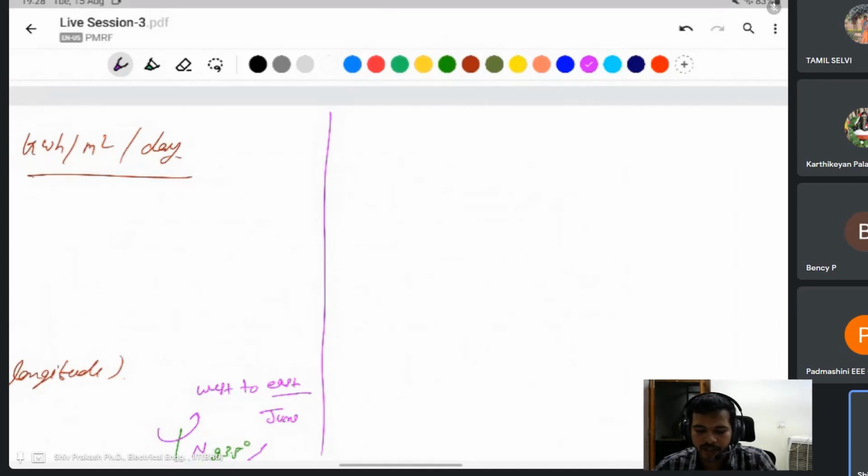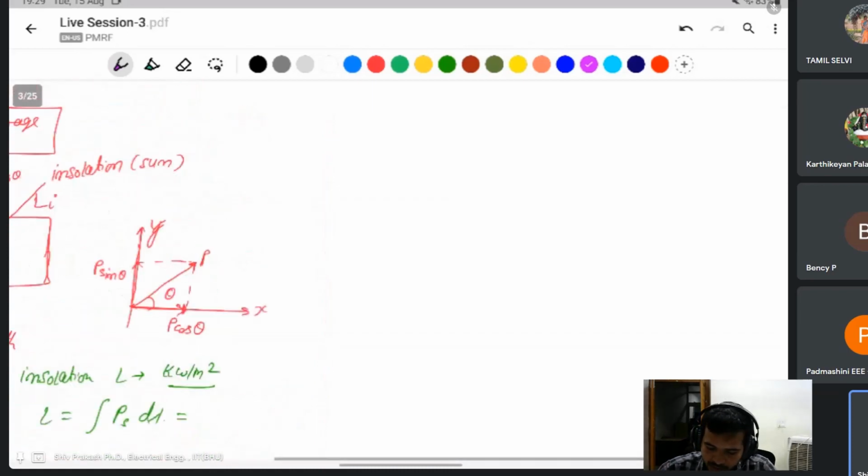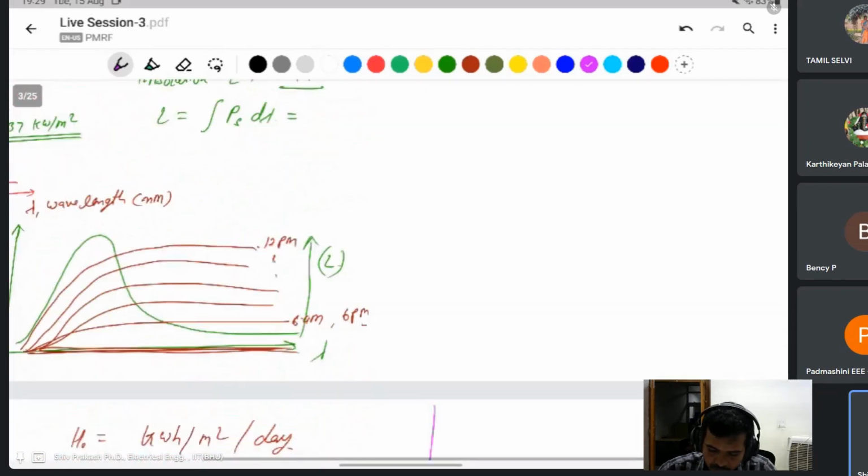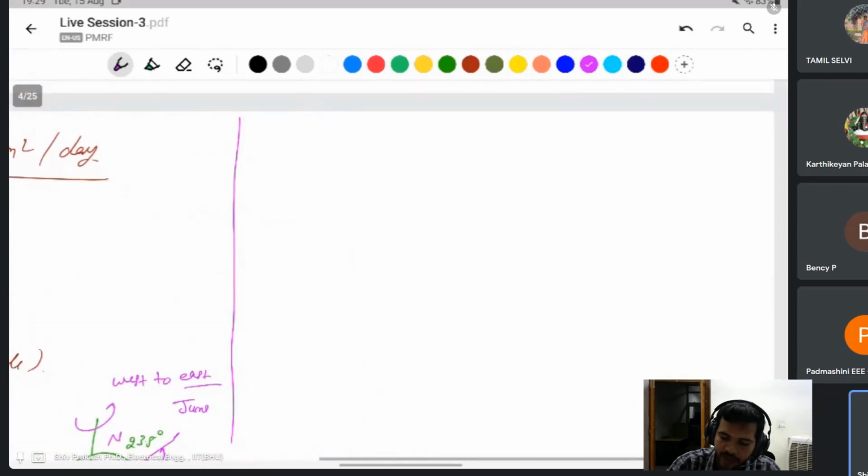Then different types of angles are defined in the solar system. You should know about that, like the declination angle, hour angle, and zenith angle. And what is zenith? The zenith angle is the angle between the insolation line and the normal line to the surface.